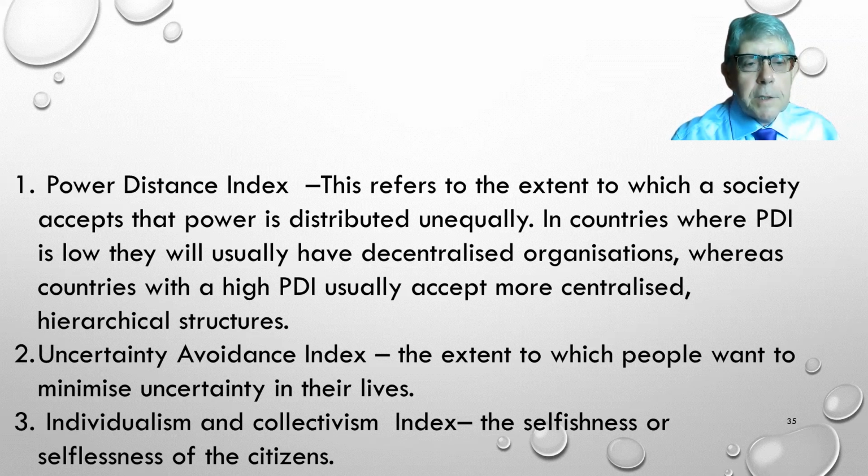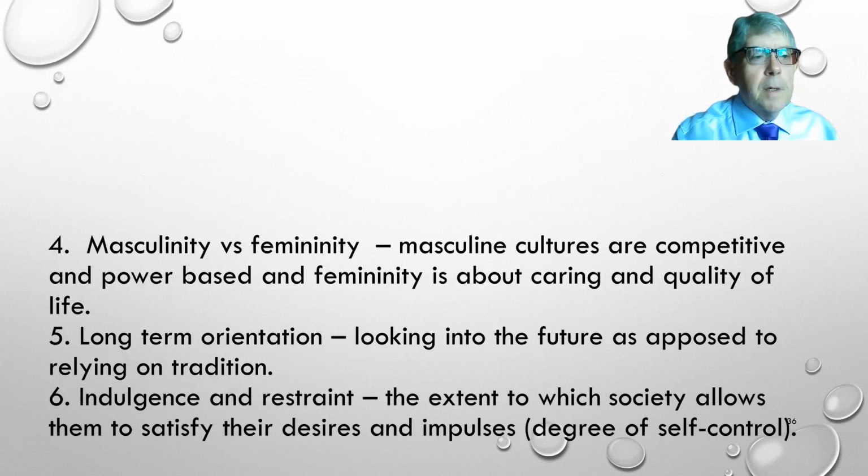2. Uncertainty Avoidance Index, the extent to which people want to minimise uncertainty in their lives. 3. Individualism and Collectivism Index. This is about the selfishness or selflessness of cultures. Number 4, masculinity versus femininity. Masculine cultures are competitive and power-based, and femininity is about caring and quality of life.